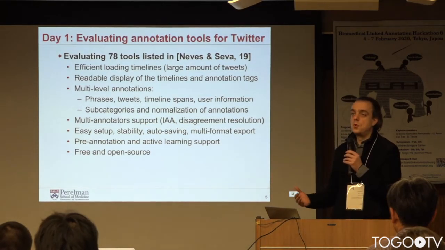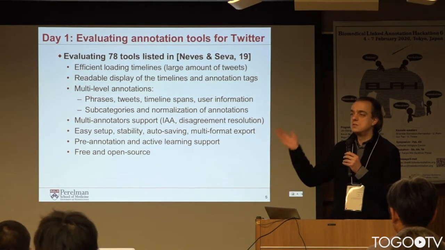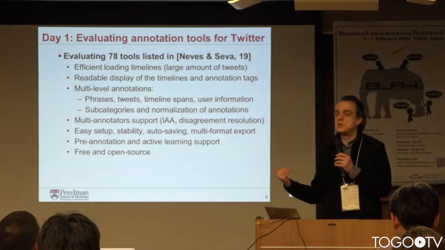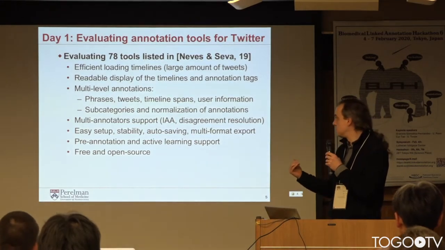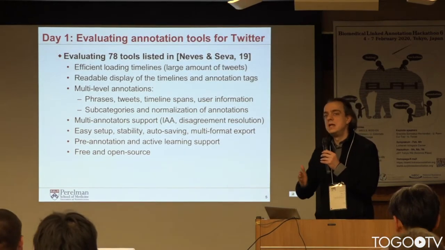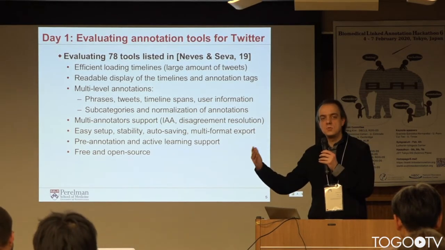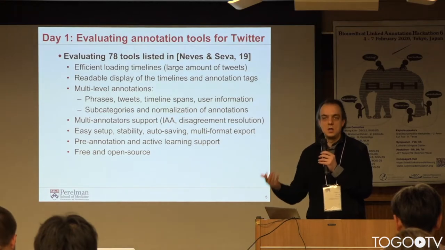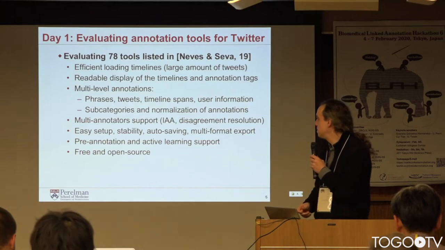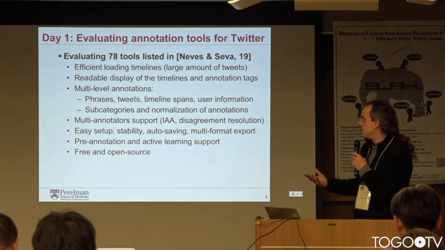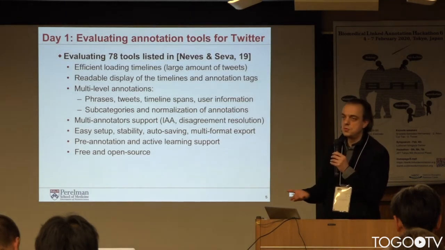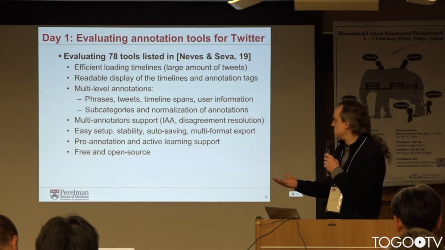Do they support multi-level annotation, phrase, tweets, and so on, with subcategories? Sometimes you want to have a subcategory inside the annotation. And also, more and more, we are starting to normalize the annotation. So that means, can we link the annotation to external resources, like MedDRA, RxNorm for the drugs, for example? Can we support that and help the annotator do that? Can we ideally have the support of multi-annotation, so seeing automatically the inter-annotator agreement computed and the disagreement?